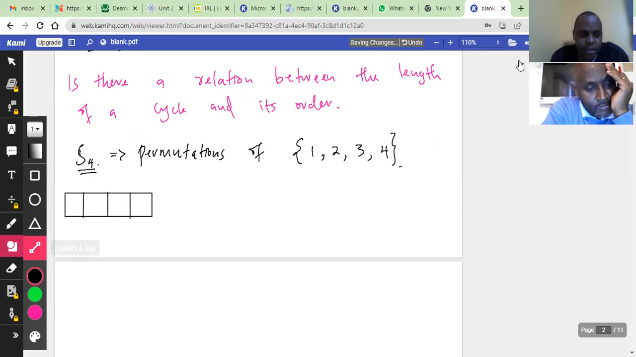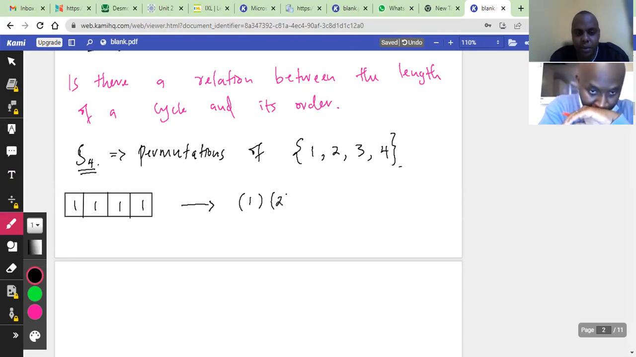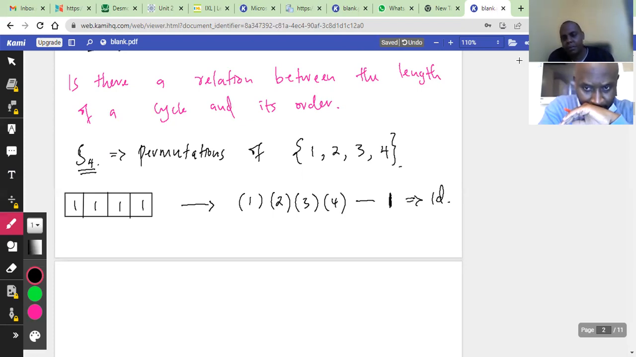I will make partitions. If you think of these as letters and you want to make a word, I want to make a word with only one letter. I can only partition my letters as 1, 2, 3, 4, and I can only have one way of doing that. And this cycle is going to be the identity.